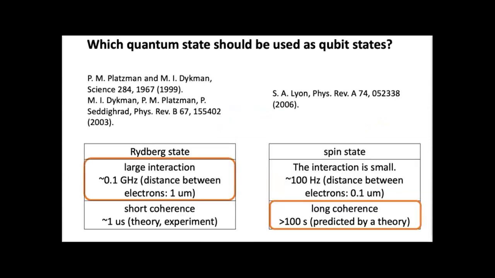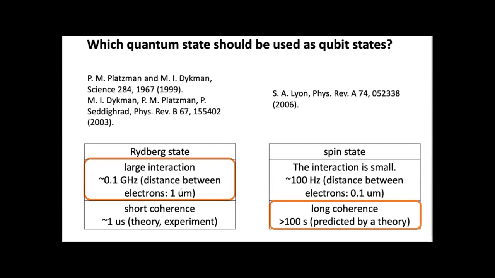Now the question is, which quantum state should be used as the qubit state? I already showed you that we can have the Rydberg state, but of course this is an electron, so we can also have the spin state. Which one is better? There are pros and cons of using the Rydberg state and the spin state.